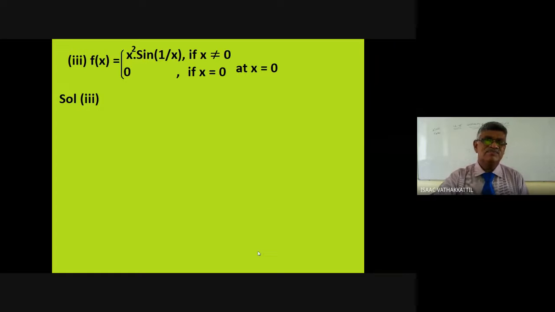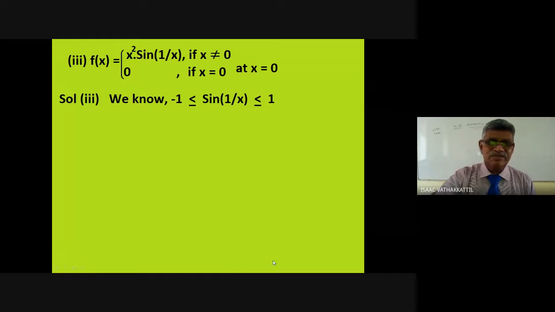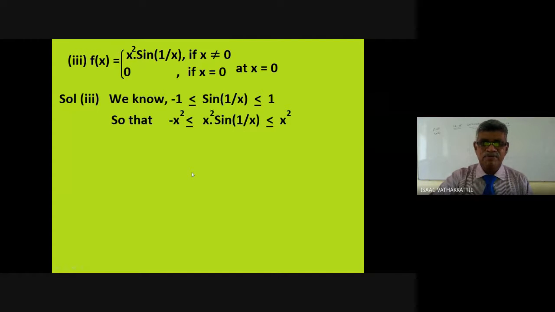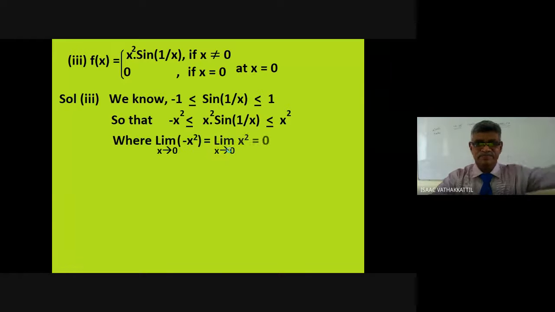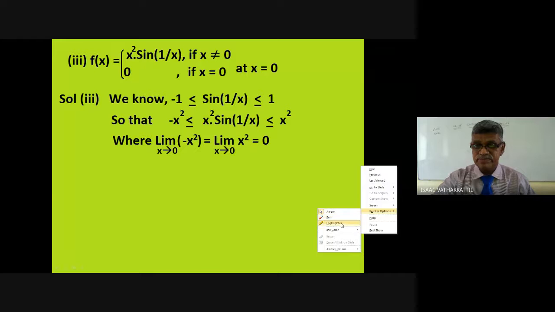The answer? We have to apply the sandwich theorem. How? We have sine 1 by x is between -1 and 1. I multiply with x squared, a positive quantity, throughout. So minus x squared is less than or equal to x squared sine 1 by x, which is less than or equal to x squared.